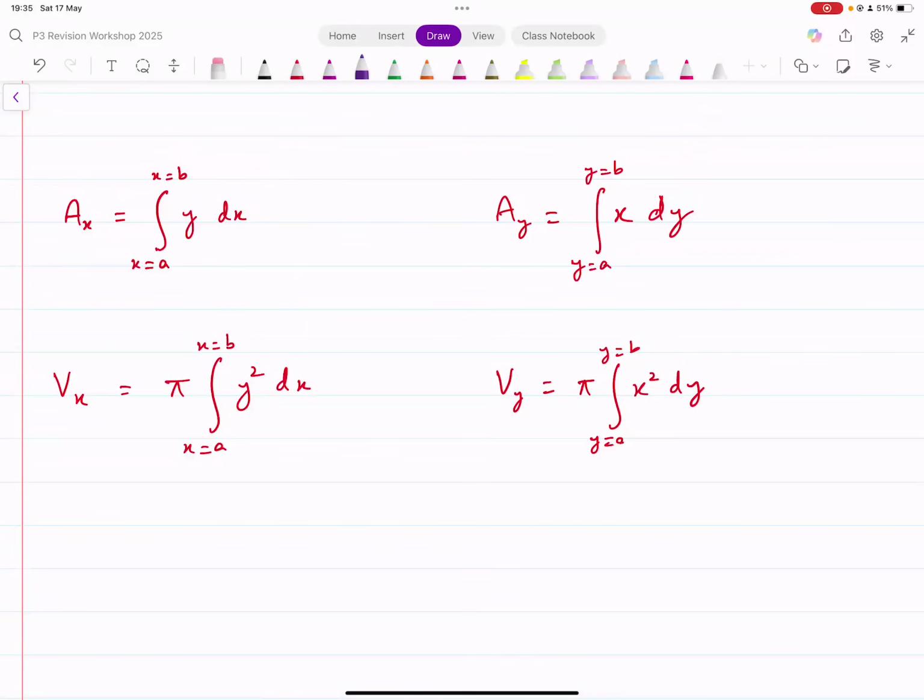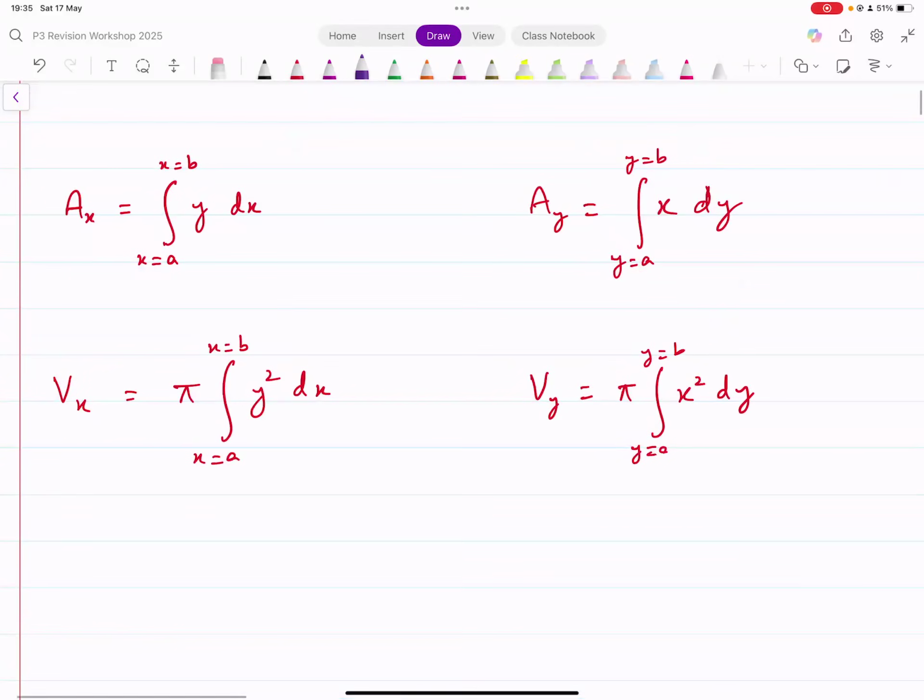So you need to know the area and volume formulas from paper one: area between graph and x-axis, y-axis, volume of revolution about x-axis, volume of revolution about y-axis. These are not given in the formula sheet. You need to remember them.